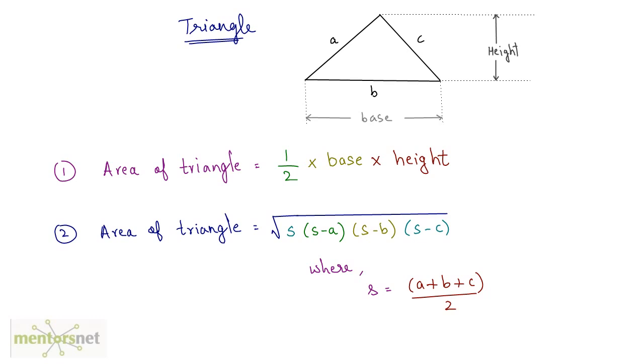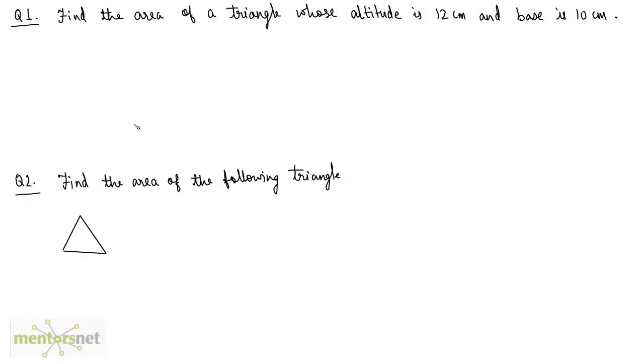Let us solve a problem now. In fact, we have two questions. Let us solve the first question. Find the area of a triangle whose altitude is 12 cm and base is 10 cm. Now we have been given the height and the base, so we can calculate the area. Area is equal to half into base into height, which is half into 10 into 12. That's 120 by 2. Therefore, area is equal to 60 centimeters square.